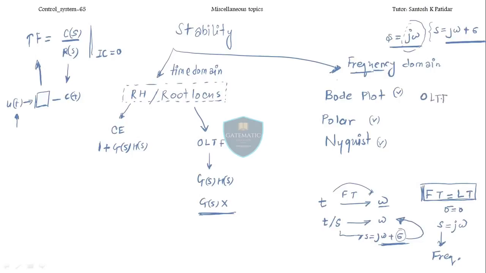Okay friends, so in all these techniques, we are dealing with the open loop transfer function. In the root locus also we are dealing with the open loop transfer function, but for the roots we are dealing with the characteristic equation. Is it clear to you? Very good. Now we'll see today the complementary root locus.